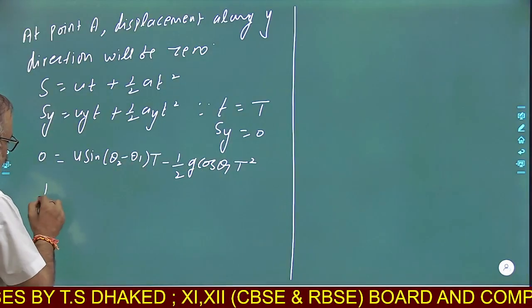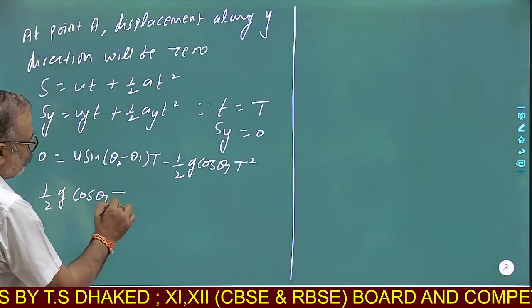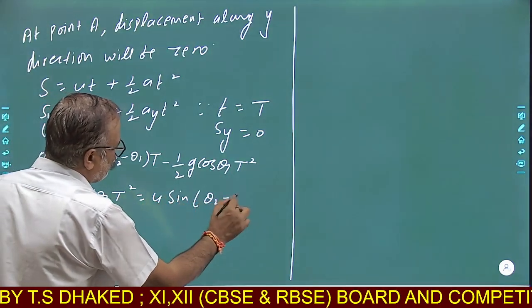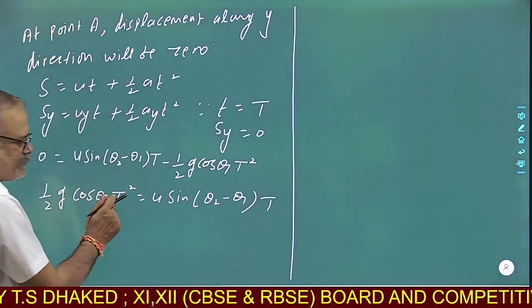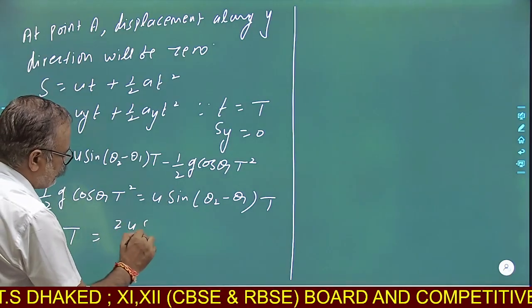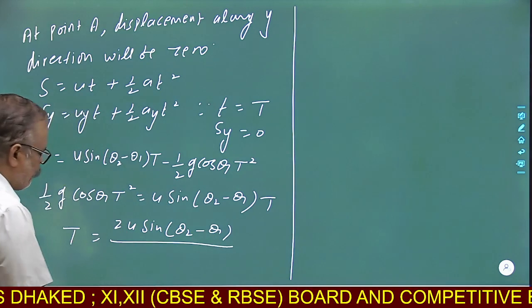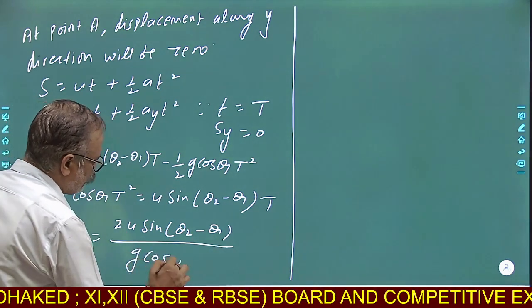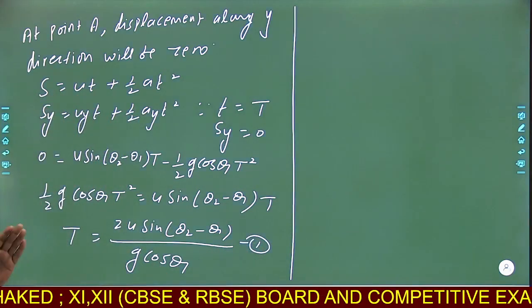This term transferred right to left, half g cos of theta1 t square equal to u sin theta2 minus theta1 into t. t square से cancel, तो t equal to, cross multiplication, twice of u sin theta2 minus theta1 upon g cos of theta1. That's clear.